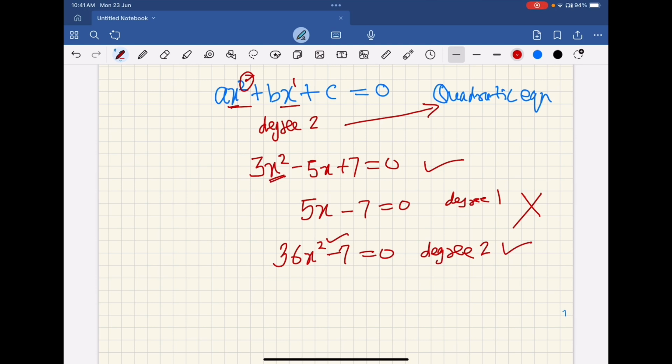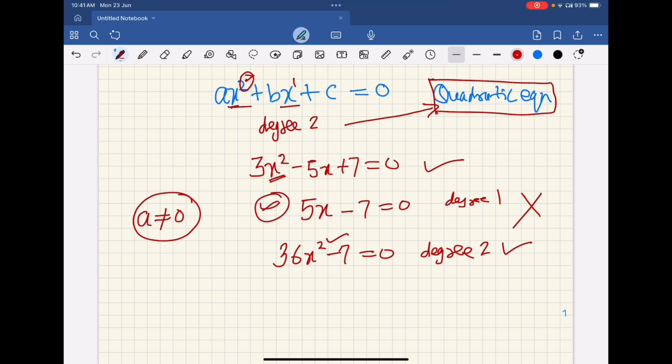Okay. Now what have we understood so far? Any equation will be called a quadratic equation if it is in the form of ax square plus bx plus c equals 0 and a should not be equal to 0. a cannot be 0. Like here, a is not there, x square is not there, so it is not a quadratic equation. Also, the highest power of x has to be 2. If it is more than 2, then also it is not quadratic.